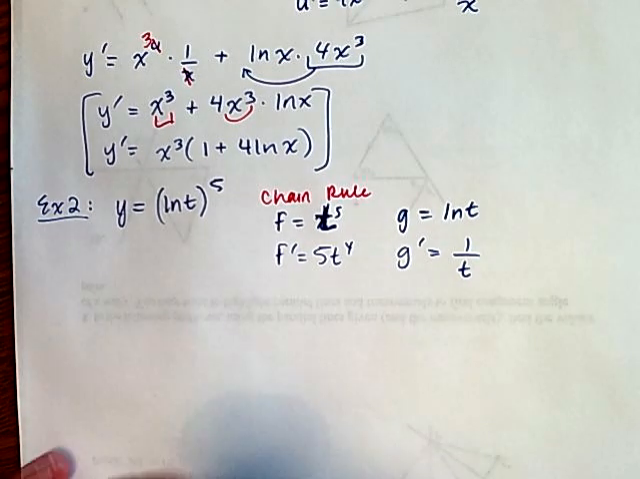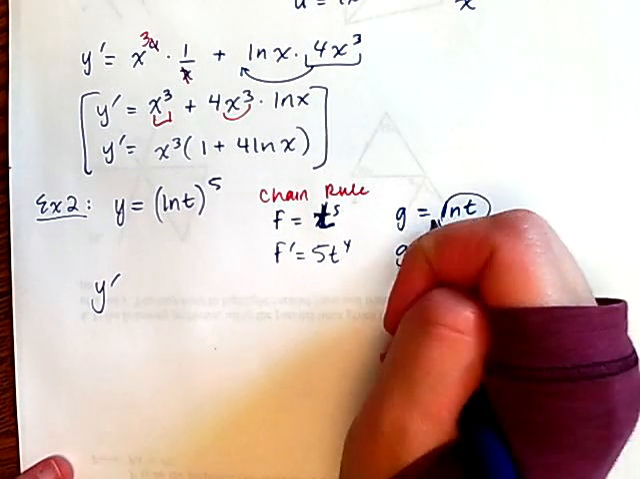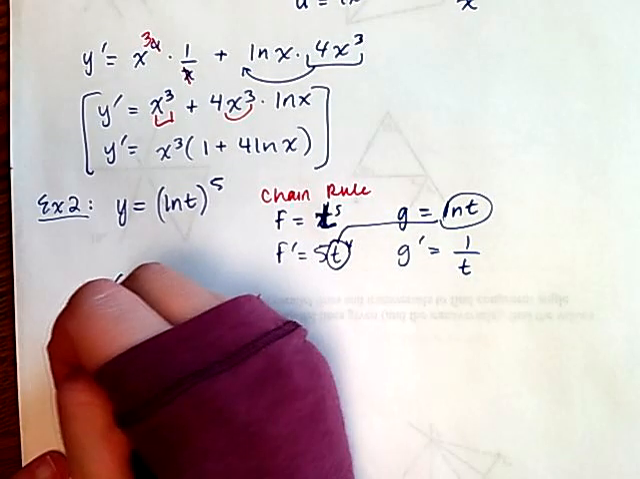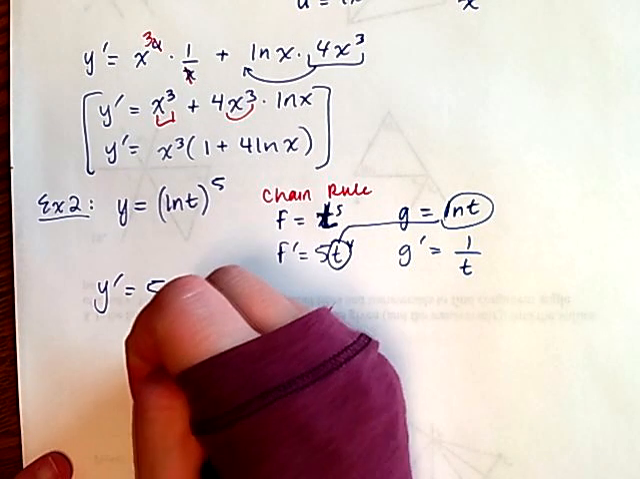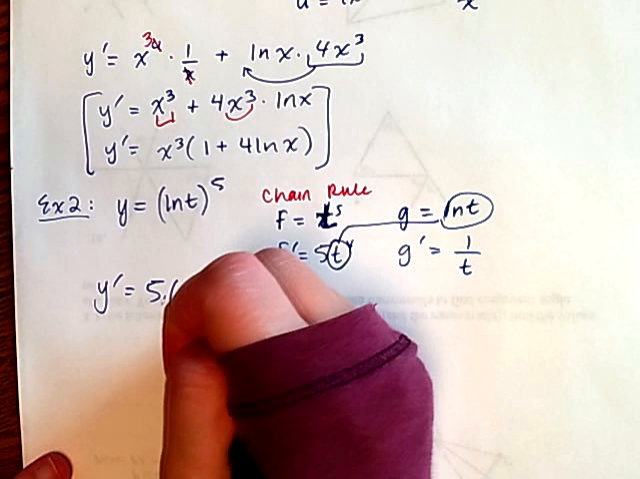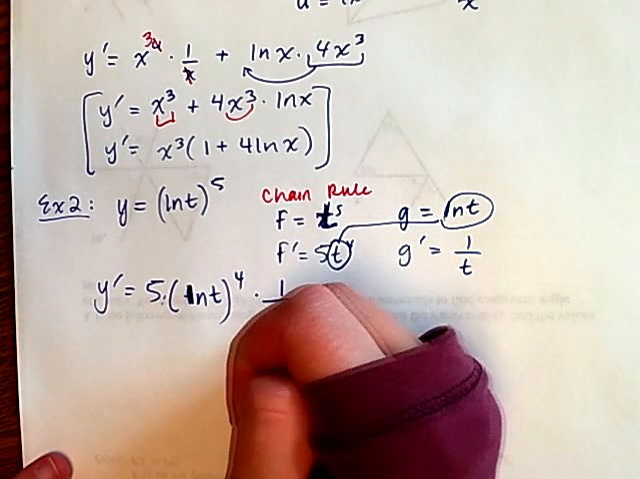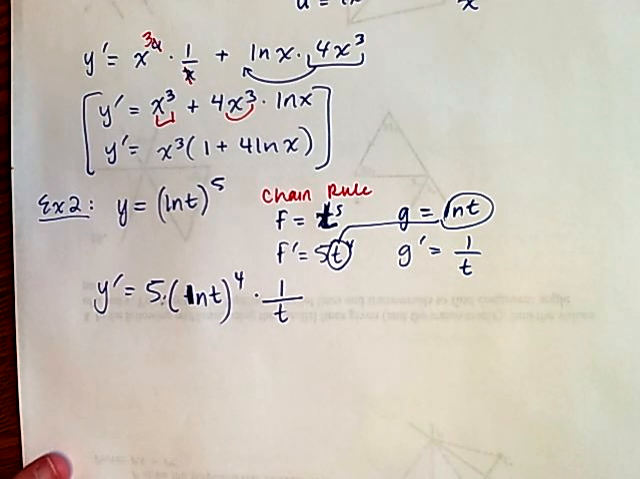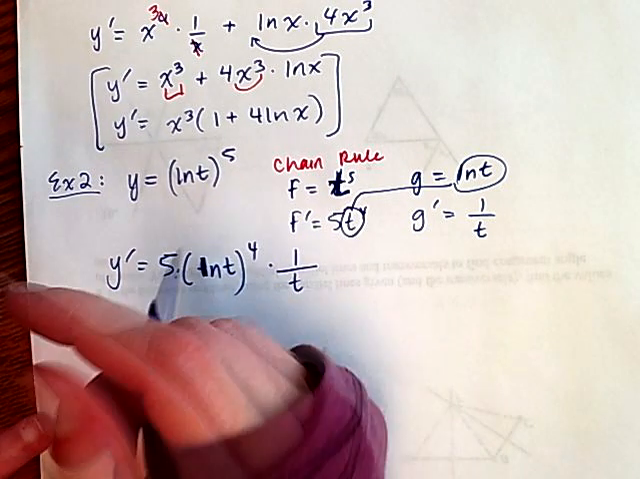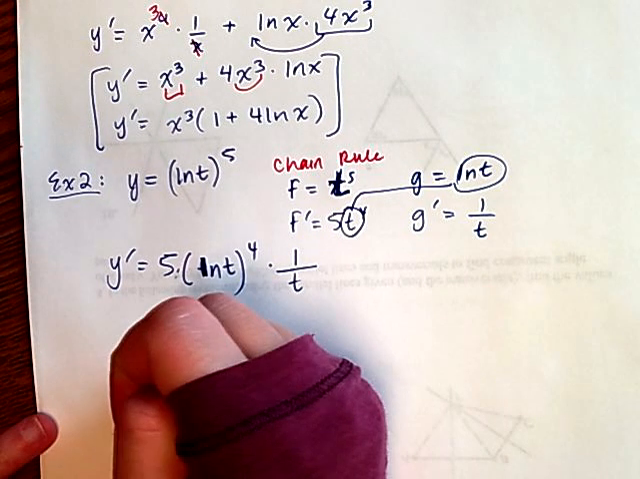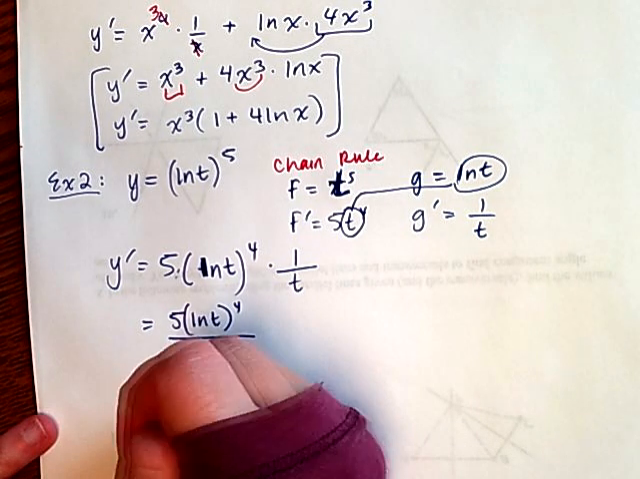So now, putting it all together, it's got to be plugging this in for this t. I get 5 times ln t to the 4th power times 1 over t. The only real simplification I can do at this point would be to write this all as one fraction, so I could write it as 5 ln of t to the 4th all over t.